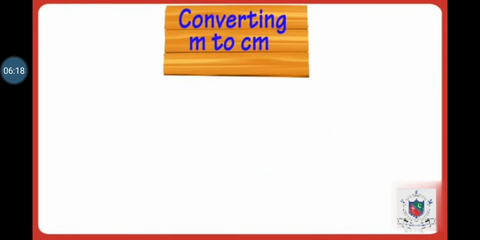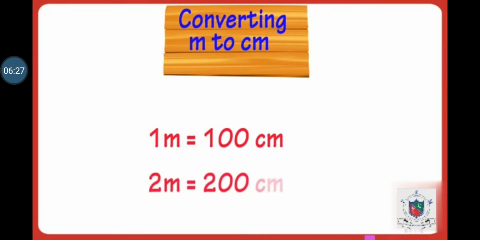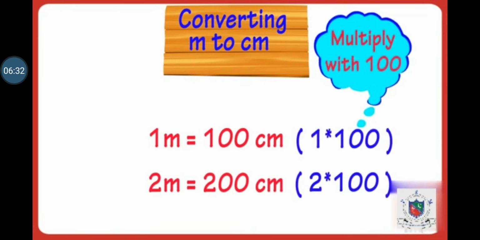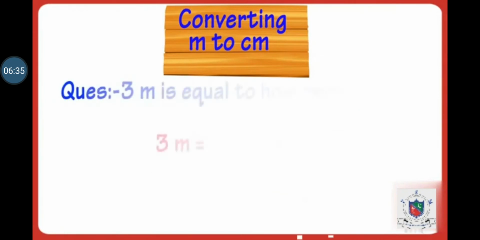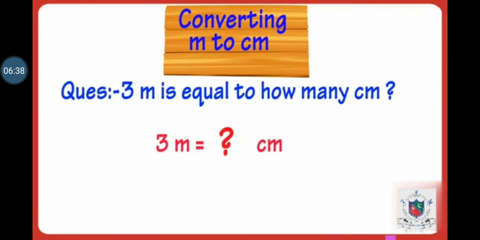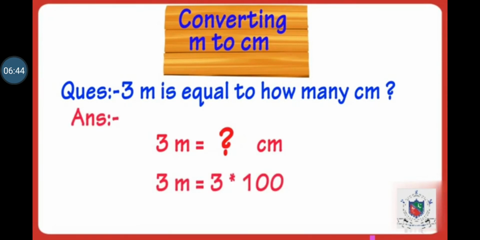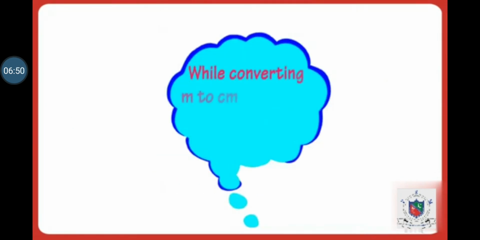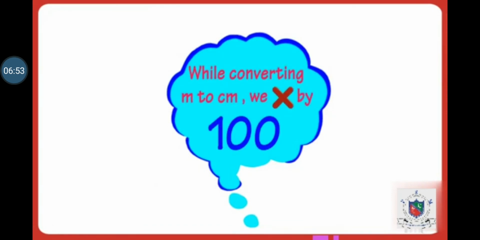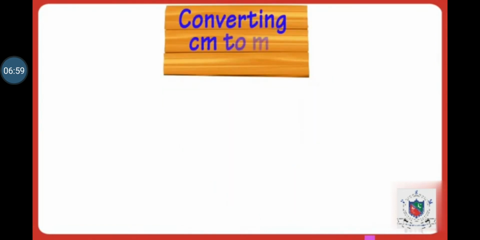So now, dear students, we are converting meter to centimeter. As we know that in 1 meter we have 100 centimeters. In 2 meter we have 200 centimeters. Like 1 multiplied by 100, 2 multiplied by 100, and 3 meter is equals to how many centimeters? Yes, 3 multiplied by 100, and it will be equals to 300 centimeters. While converting the meter into centimeters, we always multiply by 100, because in 1 meter there are 100 centimeters.